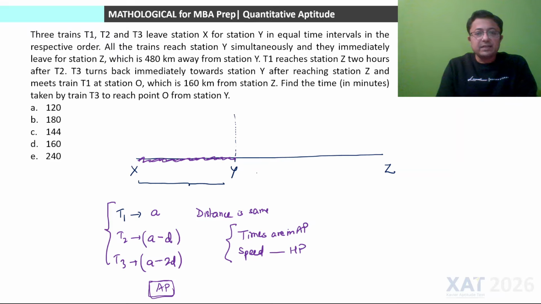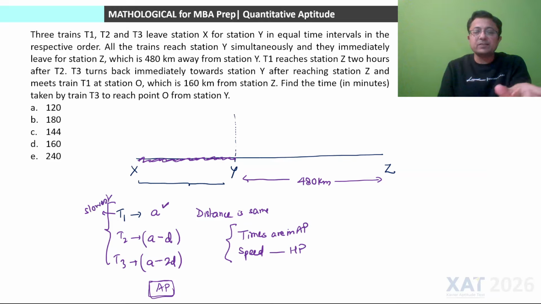Now Z is 480 kilometers away, यानी कि YZ is equal to 480 kilometers. Then train T1 reaches the station Z 2 hours after T2. So since T1 is taking most amount of time, so T1 should be slowest train. The first half from X to Y, T1 is taking a time, T2 is taking a minus d, T3 is taking a minus 2d. So fastest will be train taking least time, so minimum time. So fastest train will be T3 and slowest train will be T1. And T1 is reaching station Z 2 hours after T2.